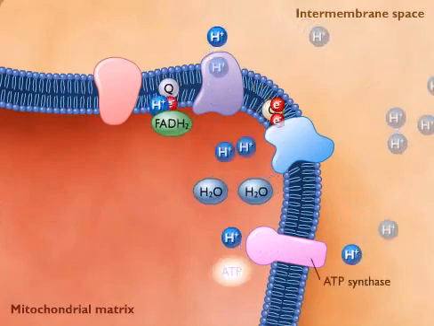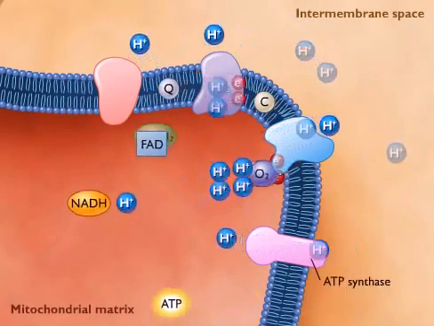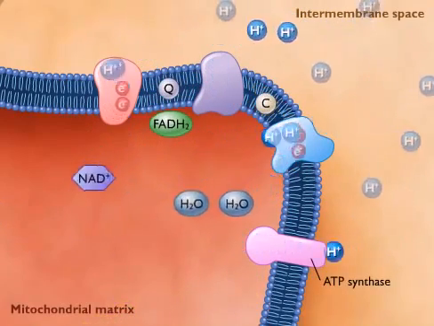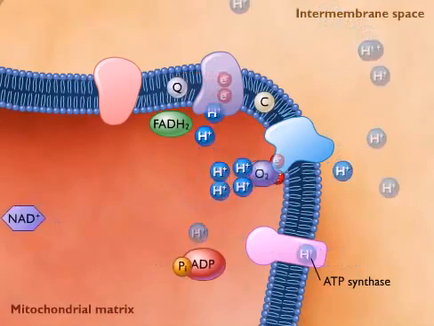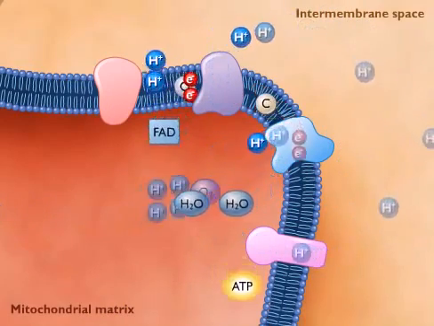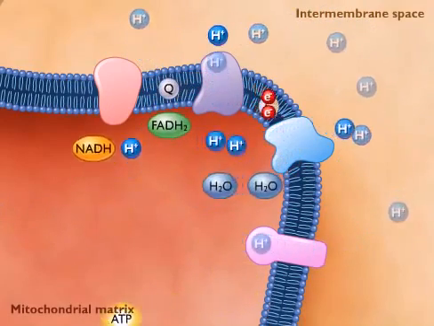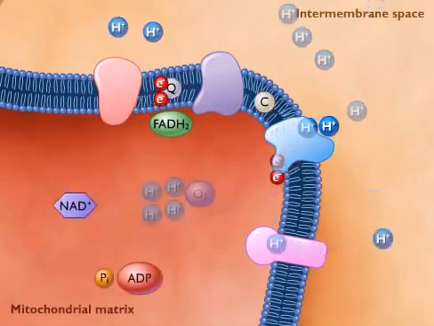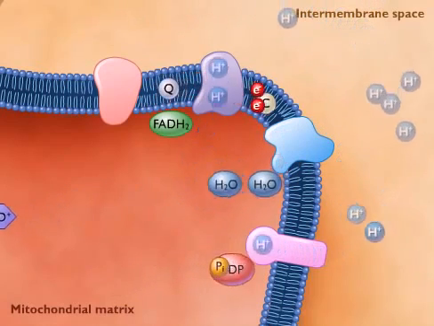proteins called ATP synthase. The energy derived from the movement of these protons is used to synthesize ATP from ADP and phosphate. Formation of ATP by this mechanism is referred to as oxidative phosphorylation.